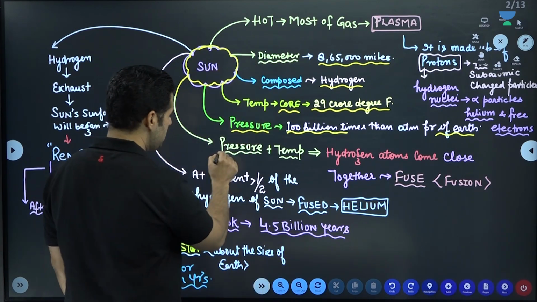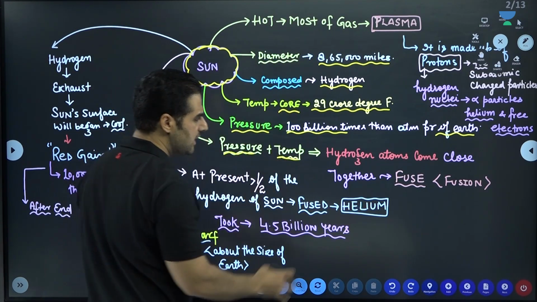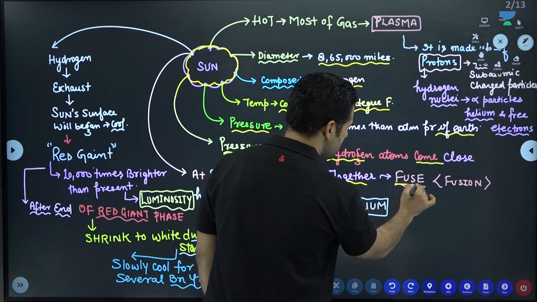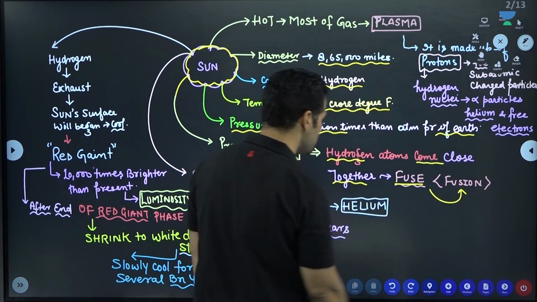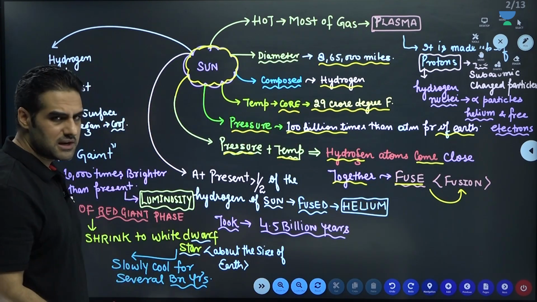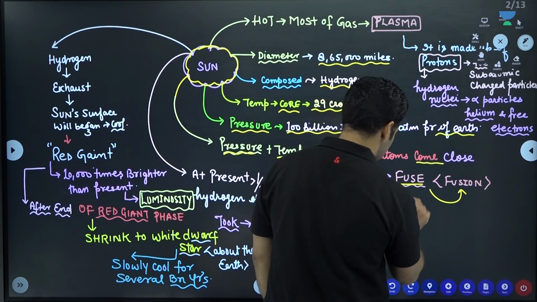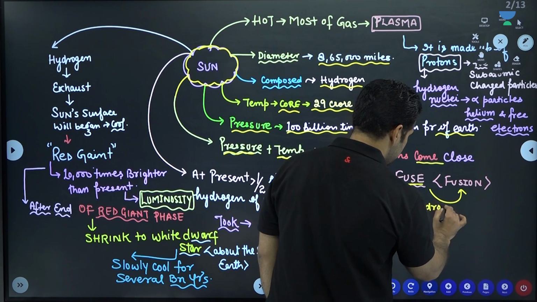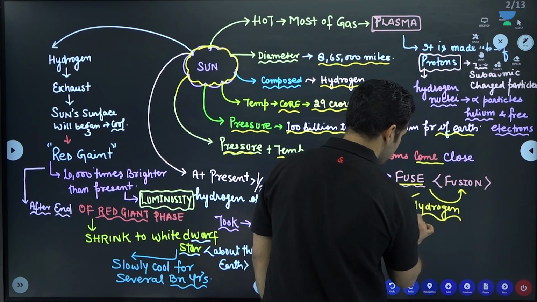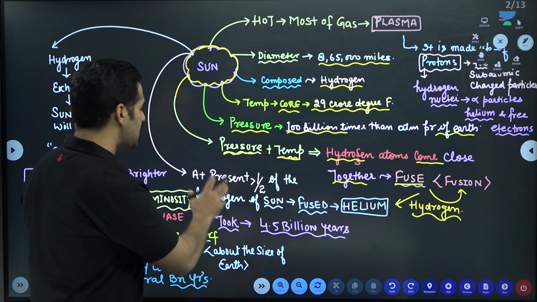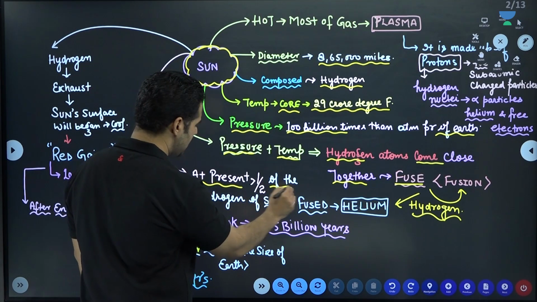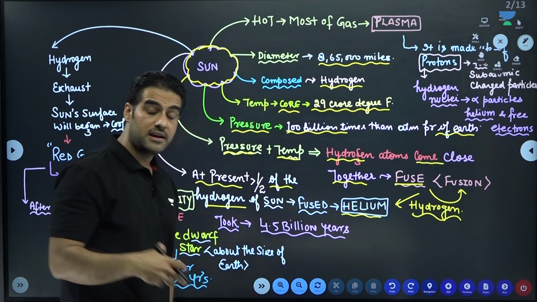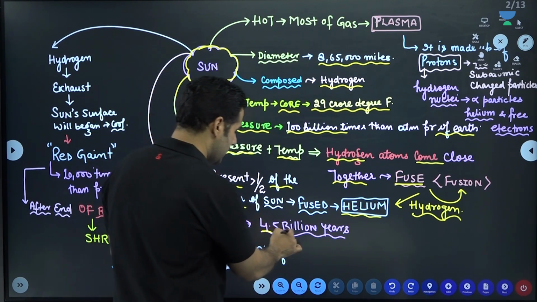Under such extreme pressure and temperature conditions, hydrogen atoms come closer together and they fuse. The process is called fusion. As the fusion takes place, it converts hydrogen into helium. What will hydrogen convert into? Helium. At present, half of the hydrogen of the sun has fused into helium, and it has taken around 4.5 billion years to happen.